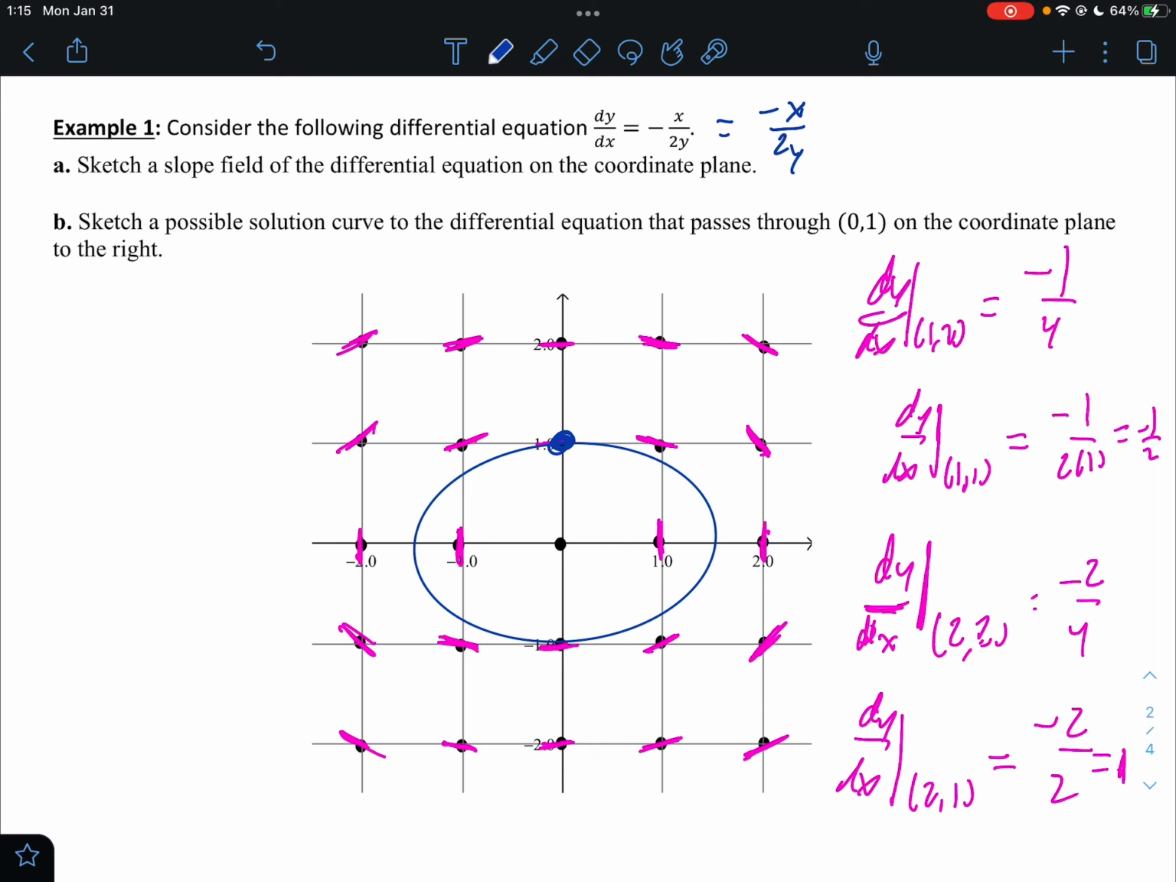So, a lot of times on the AP test, you'll be asked a question very similar to this. You're going to see question A being to draw the slope field. Usually they won't give you 25 points, so it'll be like 6 or 8 points. And then question B will ask to draw one particular solution curve at that point. Okay?